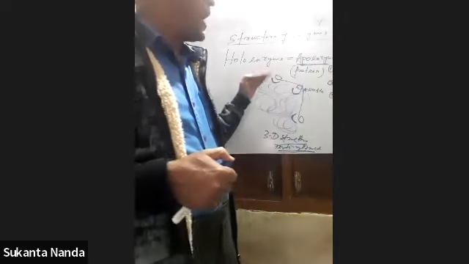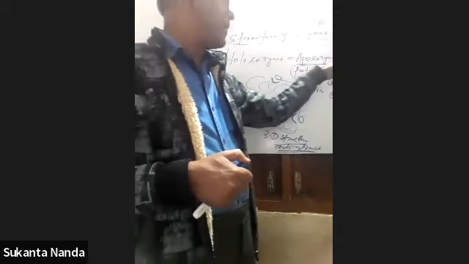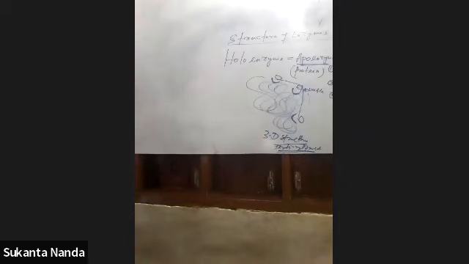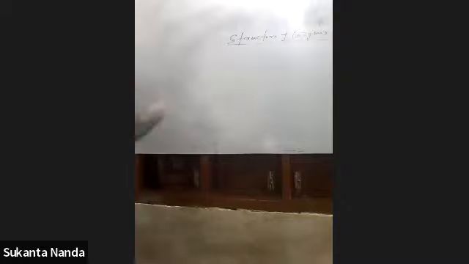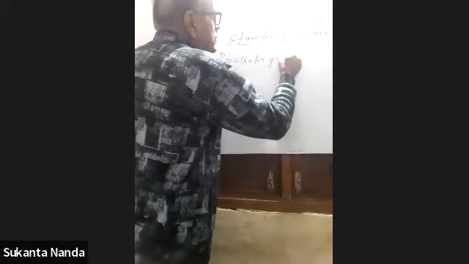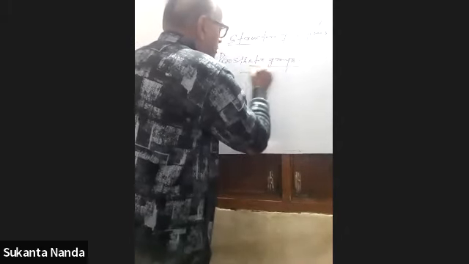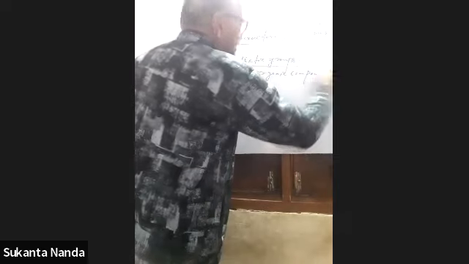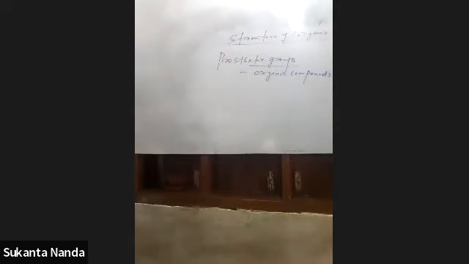Now we have to know about the prosthetic group. Prosthetic groups are organic compounds. You write down that prosthetic groups are organic compounds. The first point is that they are organic compounds and they are distinguished from other cofactors.